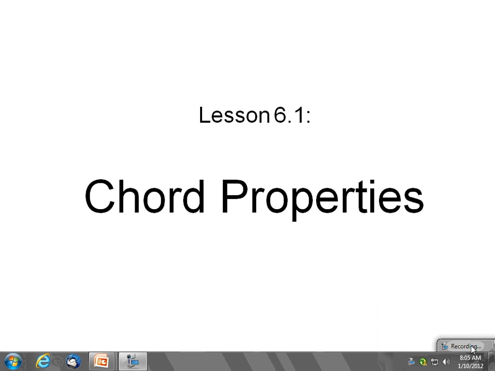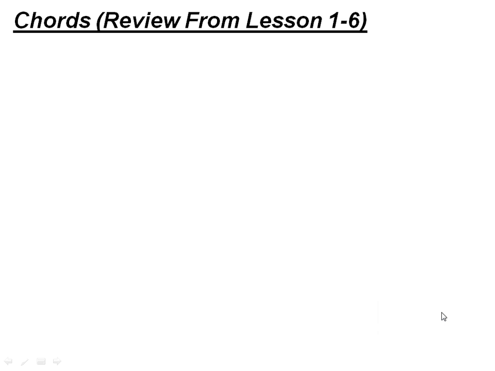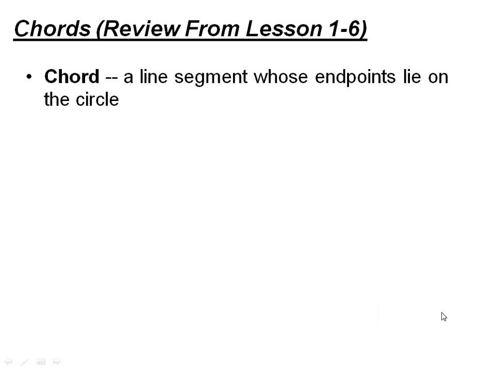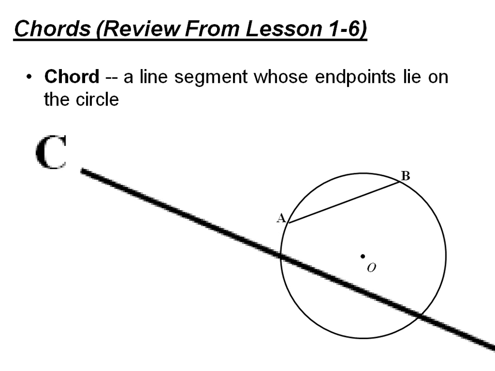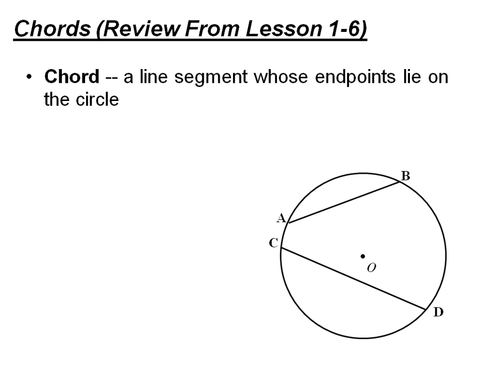Lesson 6.1 on chord properties. Now, let's first start with a quick review of what chords are. Back from lesson 1.6, we learned that a chord was a line segment whose endpoints lie on the circle. So, in that circle there, you can see segments AB and segment CD. Both these segments have their endpoints on the circle, therefore, both these segments are chords.